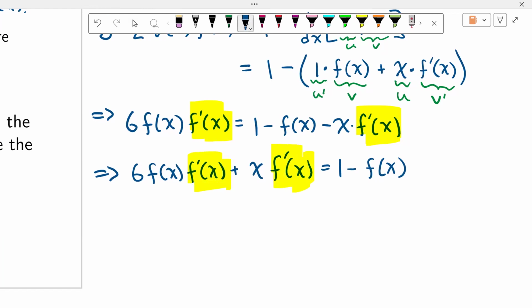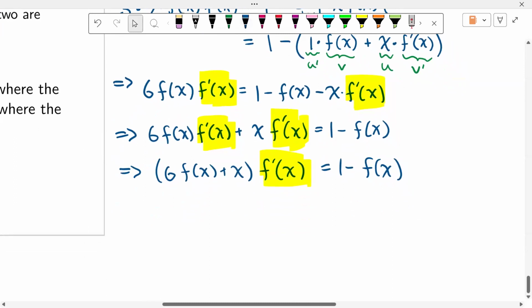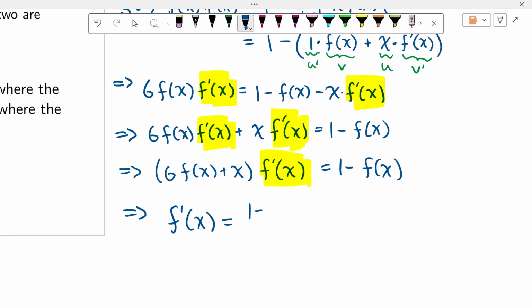All right, so I get the f prime of x terms on one side. I can now factor the f prime of x out of both of those. Like that. And now I can solve for f prime of x, and I do that by dividing by this left-hand term. All right, and now Lee's question is, what value of x do I plug in? Let me answer your question, Lee.